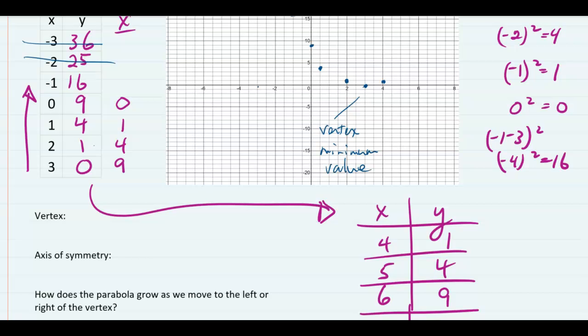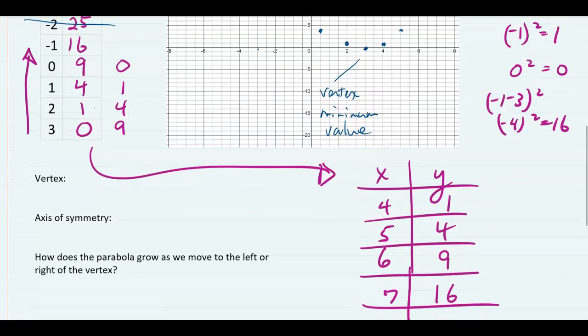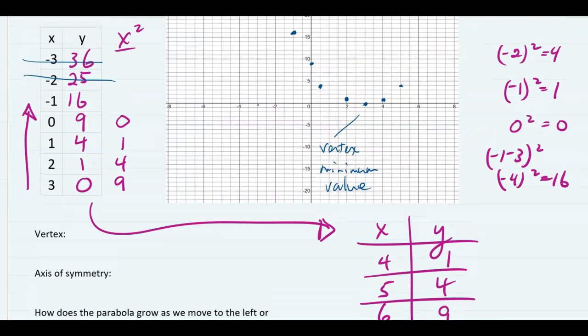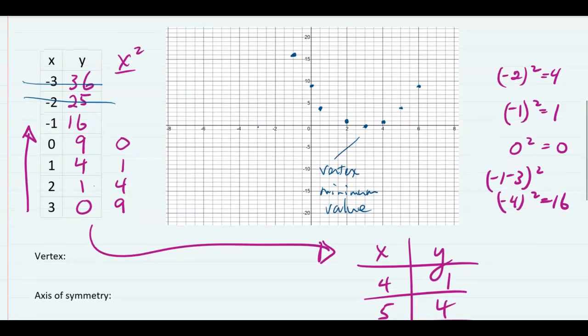of this parabola. And then 5 goes to 4. It's up here. And then 6 goes with 9. 5 goes with 4. 6 goes with 9 right here. And then 7 goes with 16, which is over here. We see now that, as before with the other example, we do have an axis of symmetry that comes down through the vertex right here.